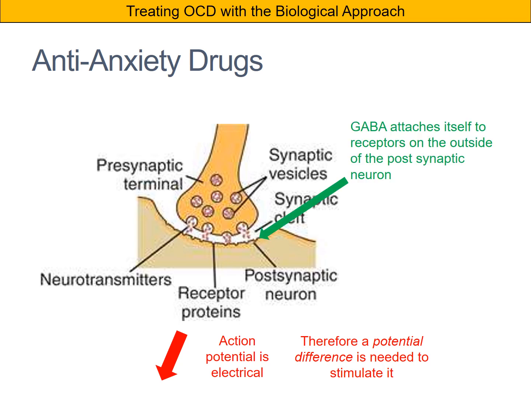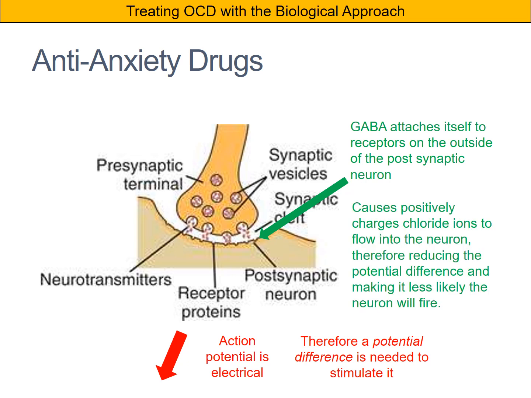Now, what GABA does is it attaches itself to the receptors on the outside of the postsynaptic neuron, so where neurotransmitters attach themselves. And what this does is it causes negatively charged chloride ions to flow into the neuron, and that reduces the potential difference. So inside the neuron is negatively charged. You have this increase in negatively charged particles, which reduces the potential difference, and therefore means the action potential is less likely to be stimulated.